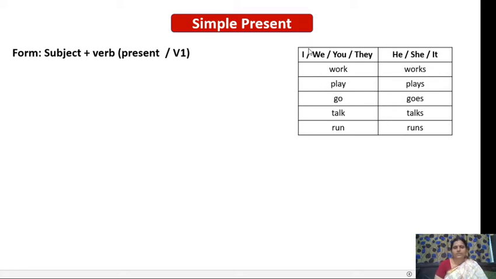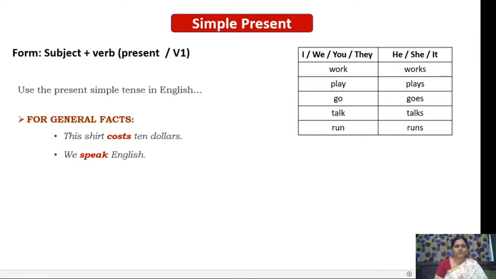So with first person, second person, and third person plural, we get work, but with third person singular, we get works. That means we are adding s. So with third person singulars, we have to add s or es to the verb. So that is the basic rule that we have to remember. Let us see the uses of this. So when to construct the sentence in simple present tense, that means which type of actions fall under simple present tense.